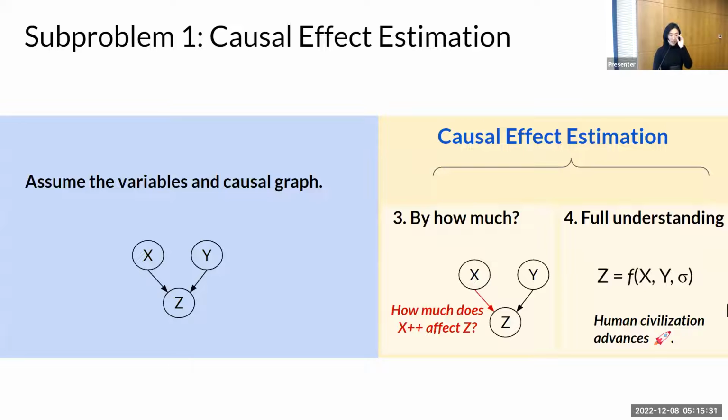For the causal effect estimation part as the first sub-problem, what we will do is that we put the blue part as our assumption. For example, many domain experts already suspect several causal graphs. Then based on that, we will do the effect estimation.